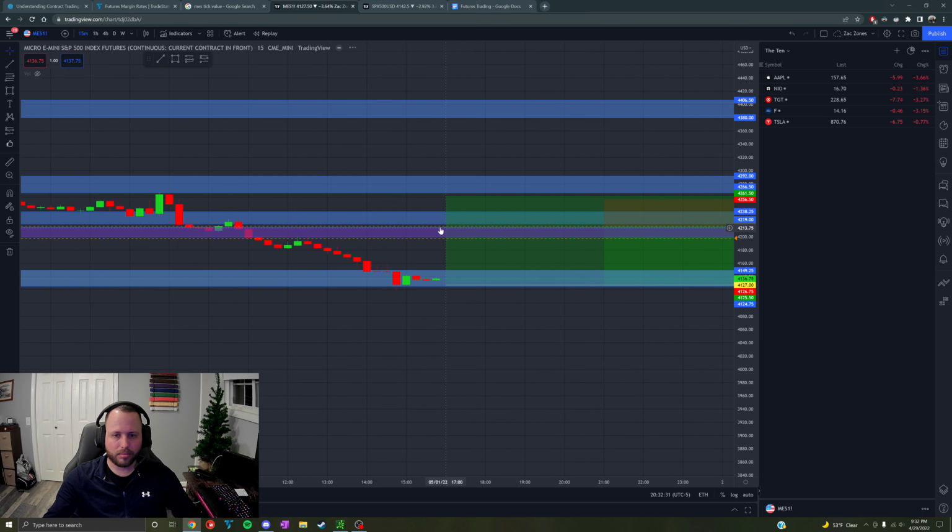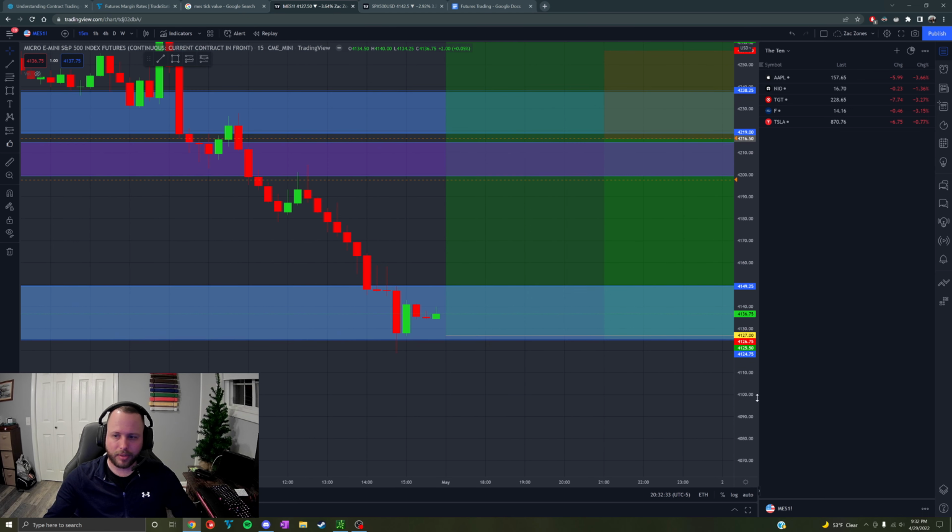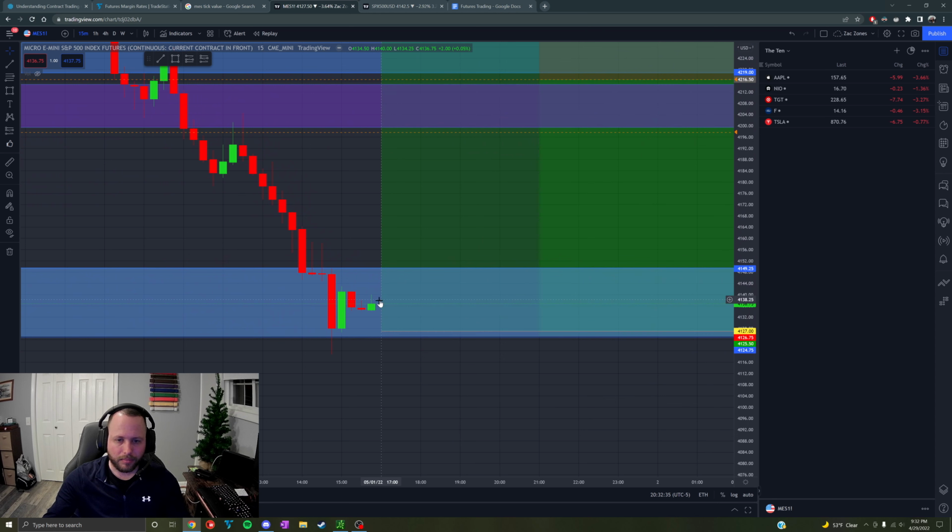Let's get down to a small time frame. We'll really zoom it in. One tick is going to be worth, I believe, 0.25. So there we go, there's one tick. And I just used the measuring tool to measure out one tick.